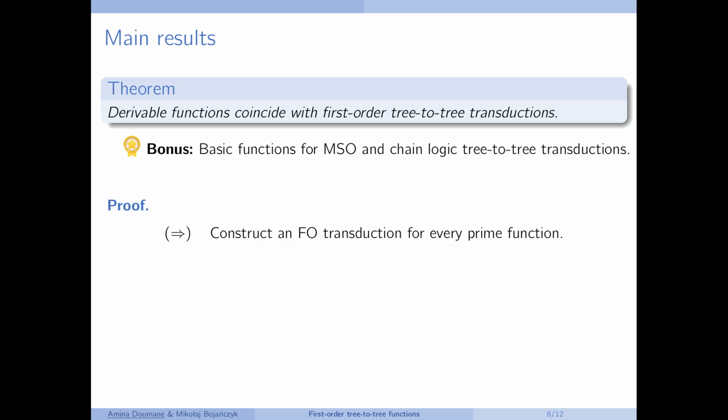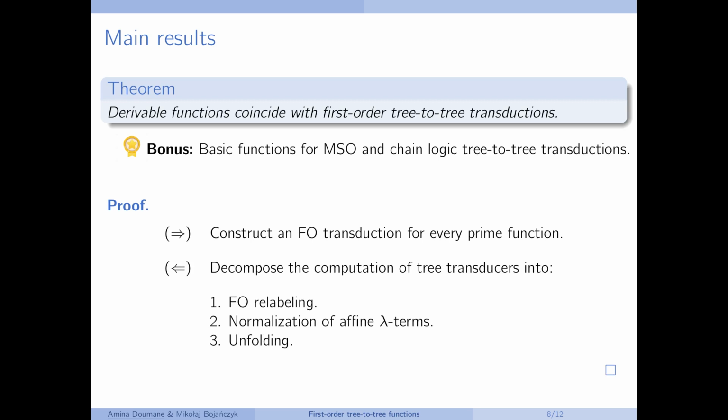Now, to prove the main theorem, there are of course two directions. The first one is proving that derivable functions are tree-to-tree transductions. And this is easy because we only need to check that each individual prime function is a tree-to-tree transduction. And this is not very hard. We designed them to be tree-to-tree transductions.